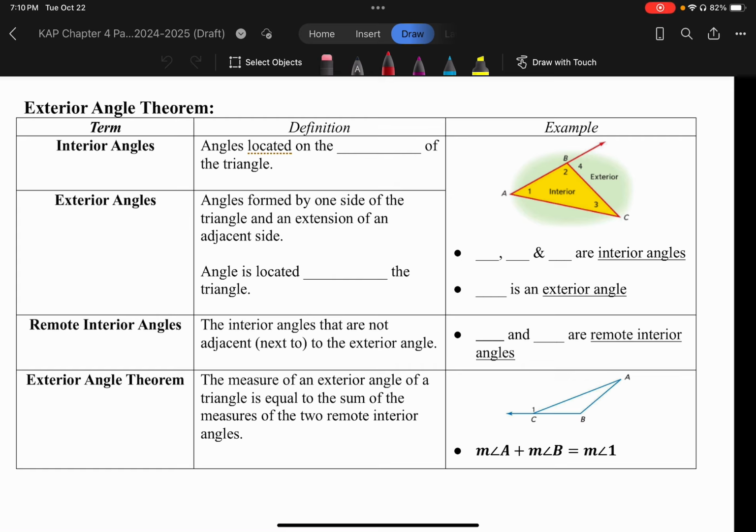we need to be talking about interior versus exterior angles. Interior angles, these are going to be angles that are located on the inside of the triangle, okay? Exterior angles is going to be all of the angles that are located on the outside of the triangle. And these exterior angles, typically what you'll notice in the problems that we do, these will be angles formed by one side of a triangle and an extension of an adjacent side.